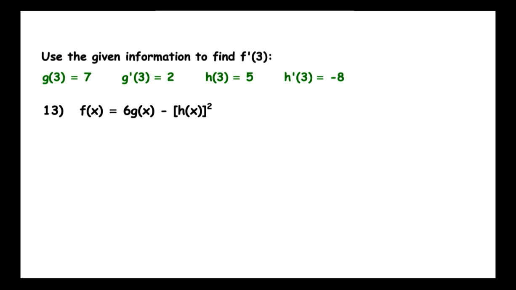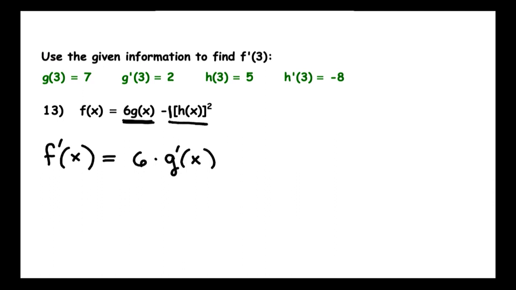Like lucky number 13, find f prime of 3. Again, we want to find f prime of x first. The derivative of 6g of x is just 6g prime of x. Okay. Remember, there's a 1 in front here, so this next part, I'm using the power rule, so 2 times the negative 1 in front is minus 2, or negative 2. Stuff inside the parentheses, which is just h of x.